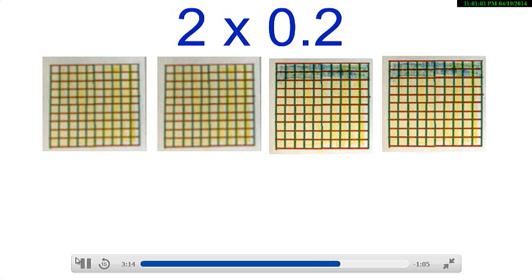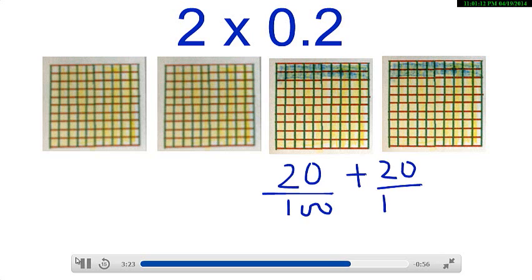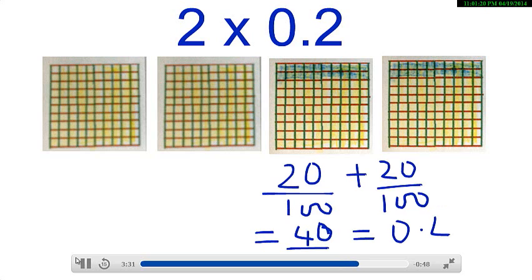So what do we find? The number of squares that are common to both. So each graph paper has 20 out of 100 squares common. Is it not equal to 40 out of 100? Which is nothing but 0.4. This gives the product of 2 into 0.2.